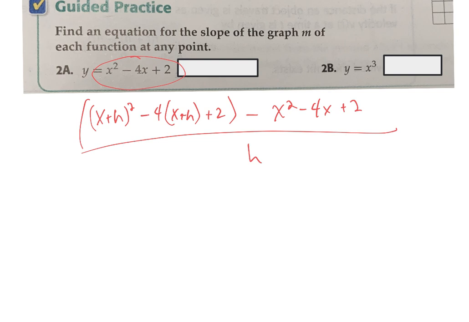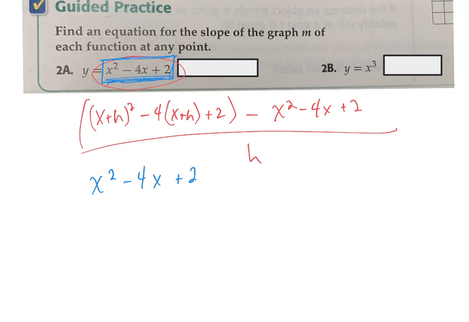And then you have to do that and simplify it. All right? So it's a booger to find, okay? Especially when it's big like this. But there's a pattern. All right? So I'm going to give you the function for this one. We start out with x squared minus 4x plus 2.